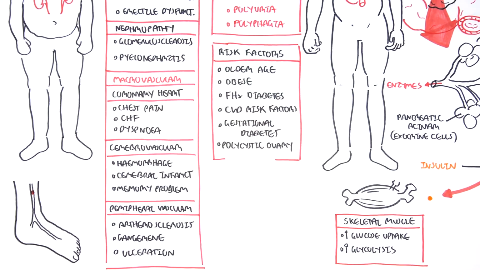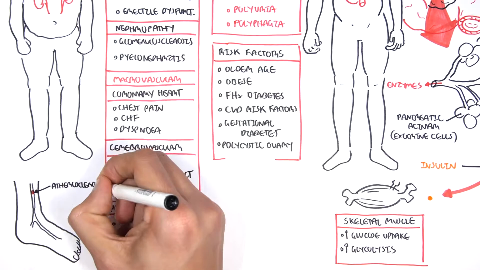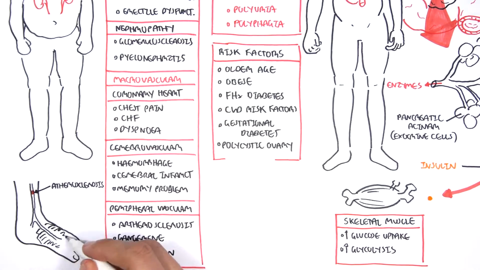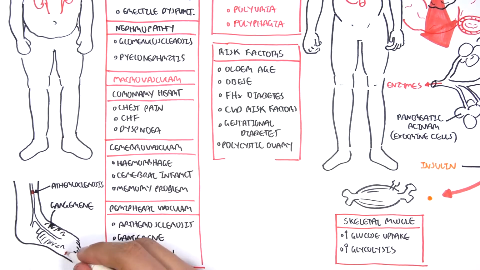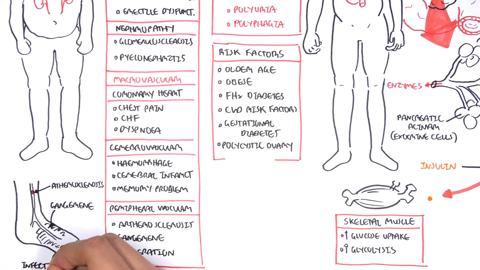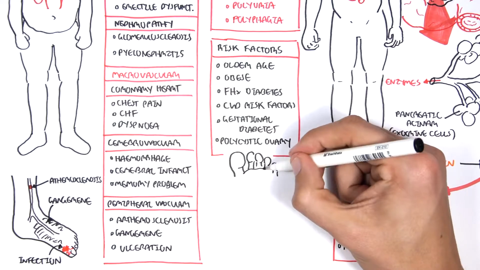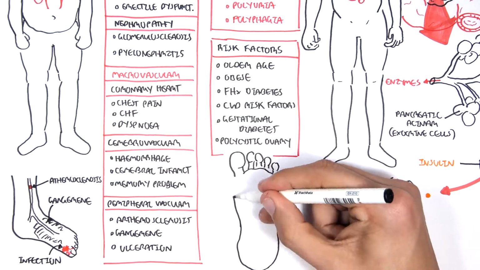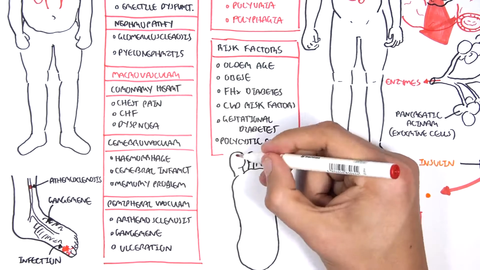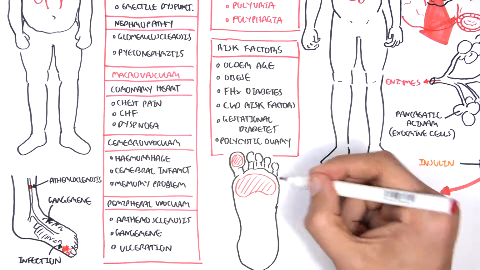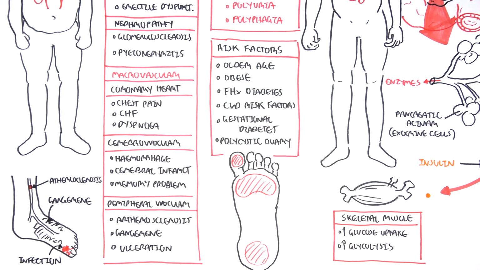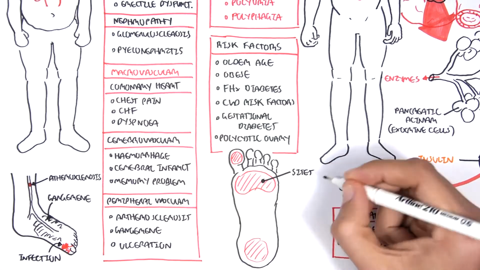So here is a foot. If you have atherosclerosis occurring, gangrene can occur, infections can occur, and at times amputations are necessary. Ulcerations can also occur in the foot of a person without the person knowing it. Common sites are on the sole of the foot, commonly around where most of the pressure is exerted.